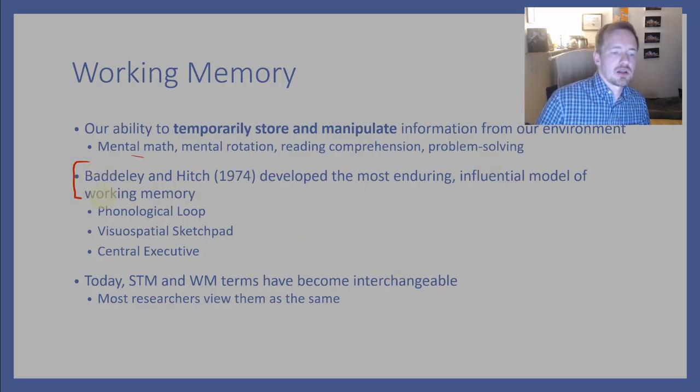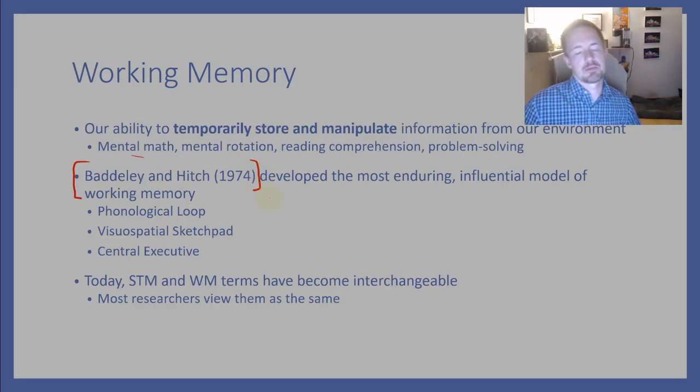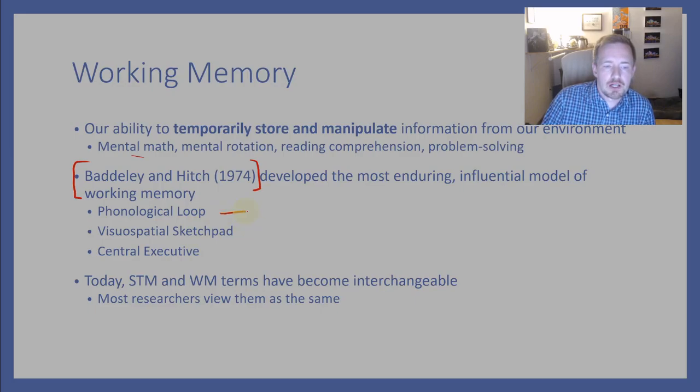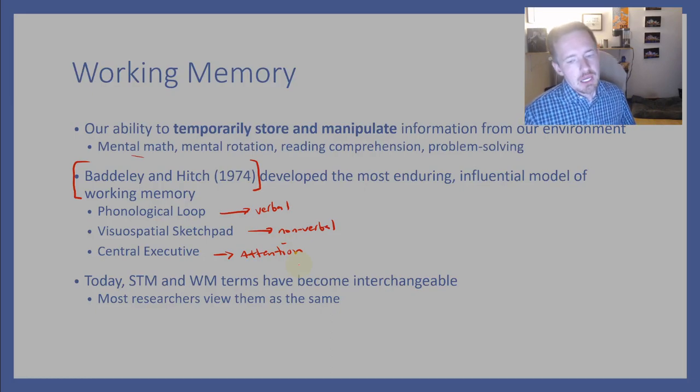Baddeley and Hitch formulated this model of memory, or this explanation of memory, in the 70s. And when they did that, they came up with these three pieces. The phonological loop, which is for verbal info. The visual spatial sketchpad, which is for nonverbal info. And the central executive, which is for attention, which we talked about in chapter five.